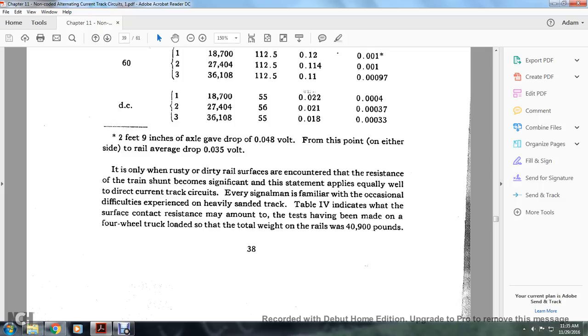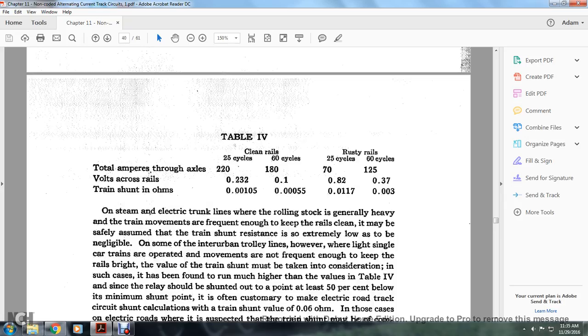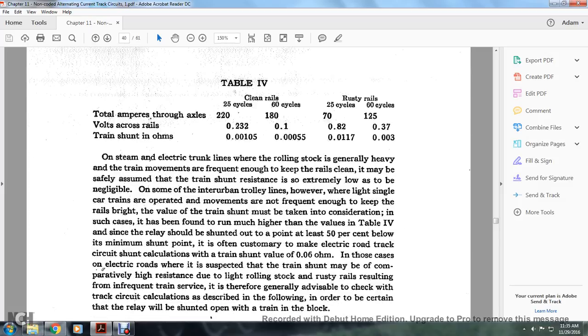The test was made on a 4-wheel truck loading the rails with a total weight of 40,900 pounds. Table 4 shows the total amperes through the axle, volts across the rails, and train shunts in ohms, for clean rails at 25 cycles and 60 cycles, and rusty rails at 25 and 60 cycles.